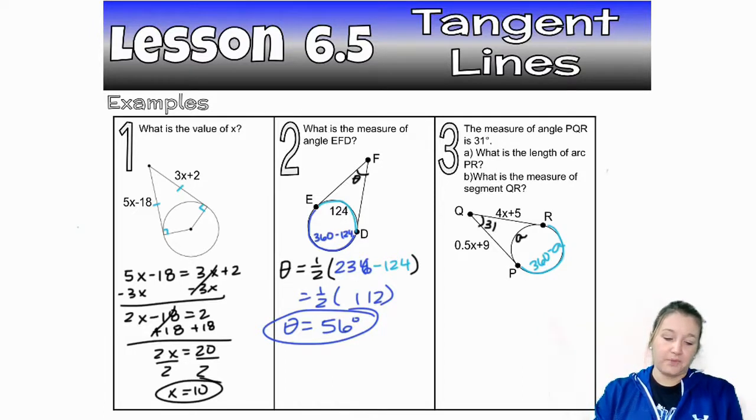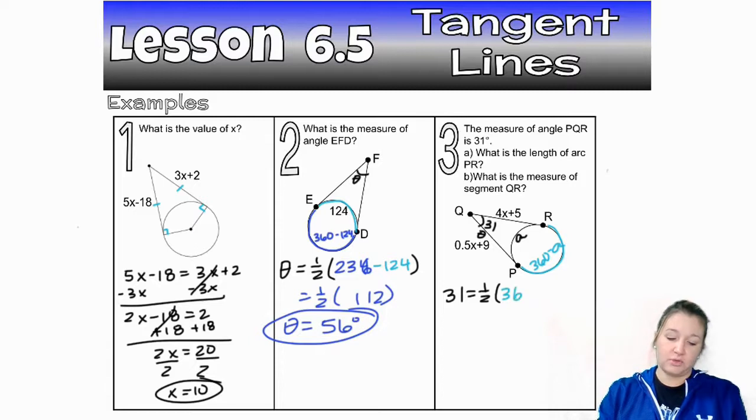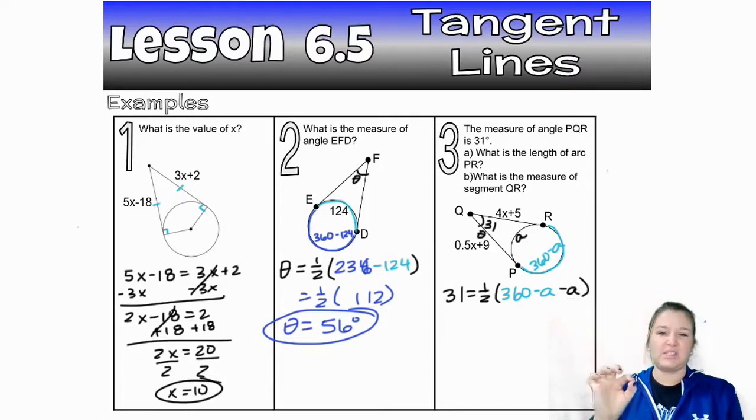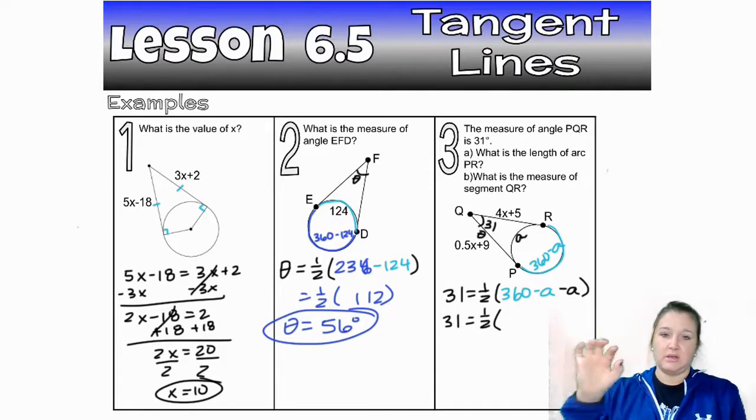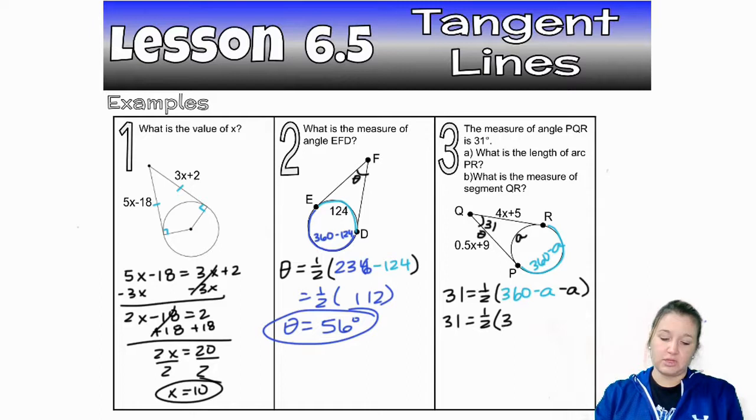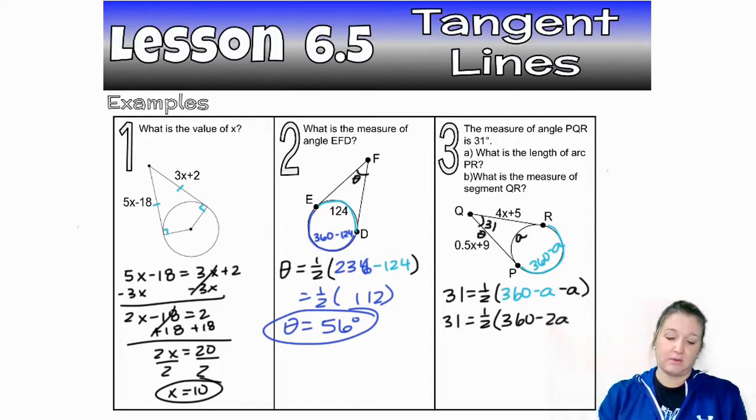So here we go. I know that theta, this is theta right here, 31, is equal to half the difference of the two arcs I have. So 360 minus A, and then minus A again. So this A comes from right here. So I try to put those in the same color so you can see them a little bit better. And so that's going to be equal to, let's see, I'm just going to go ahead and make this a little bit nicer and combine my like terms. So I have 360 minus 2A.